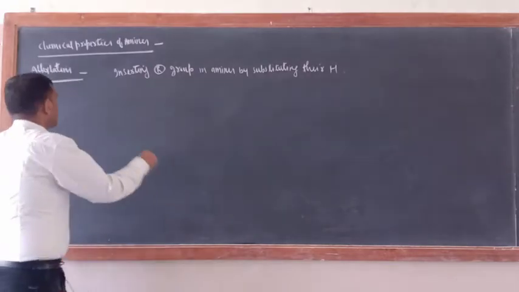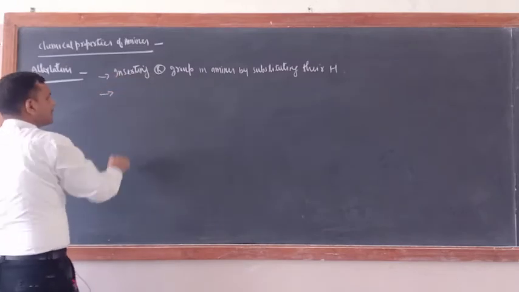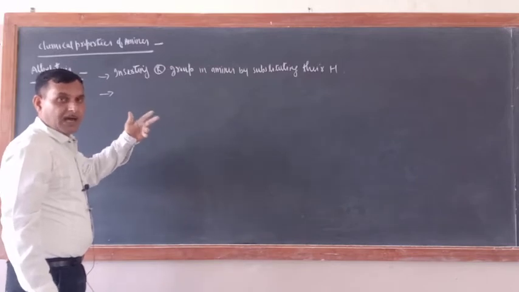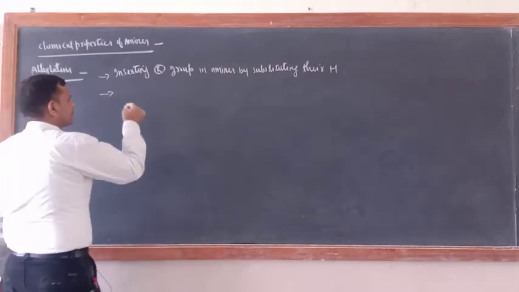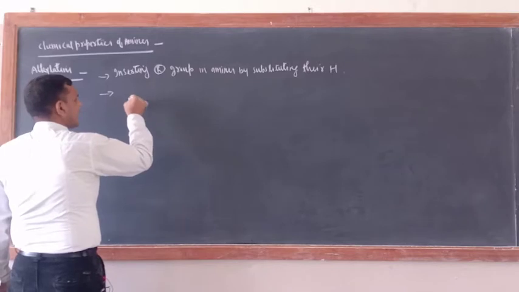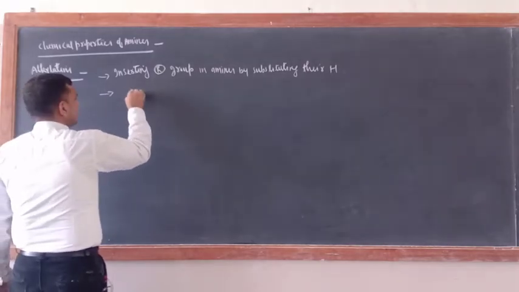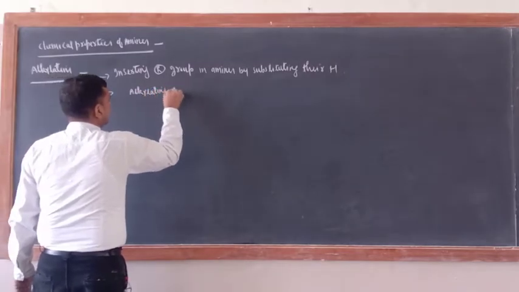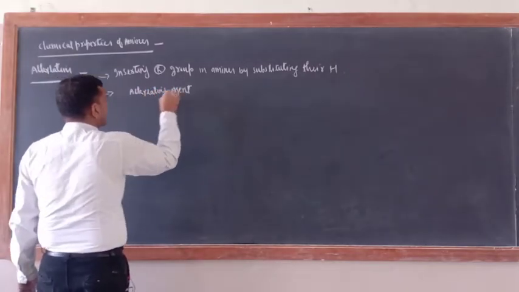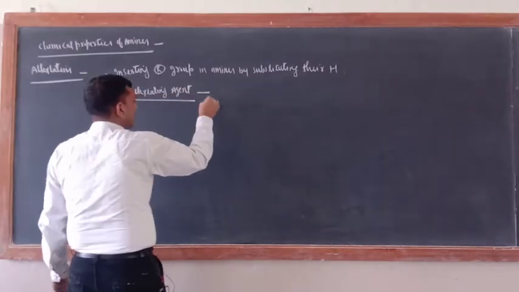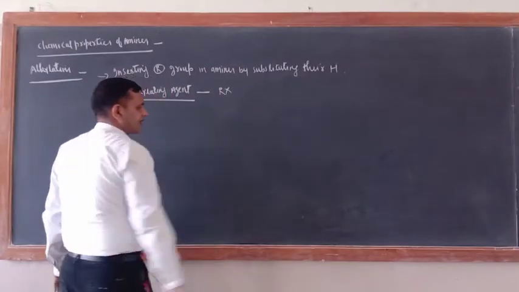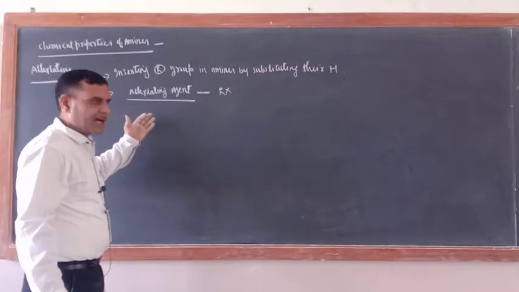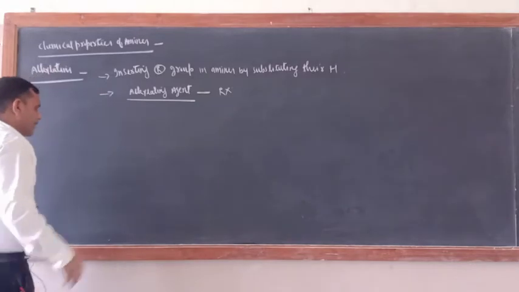Now, which group is known as the alkyl group furnisher or alkyl group supplier? The best alkyl group supplier is alkyl halide. So we can say the alkylating agent is alkyl halide, RX. They supply the alkyl group, that is why they are known as alkylating agents. See how.